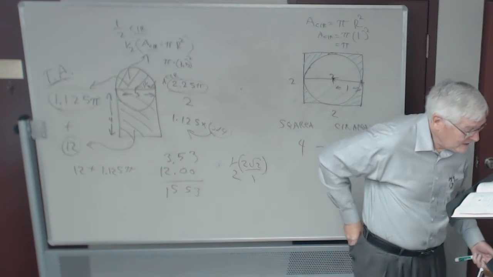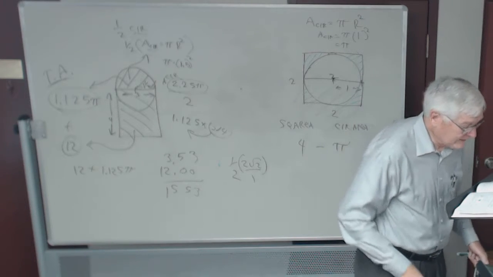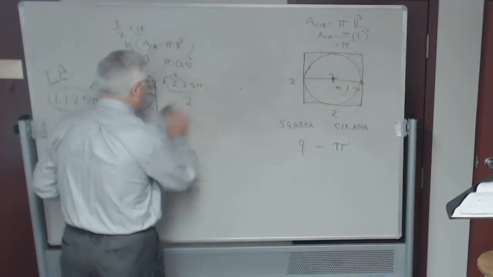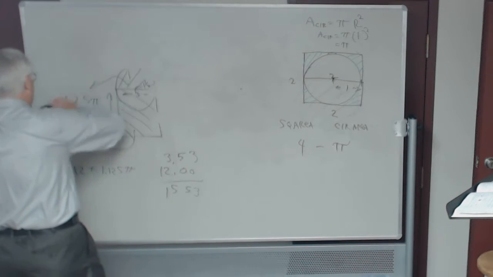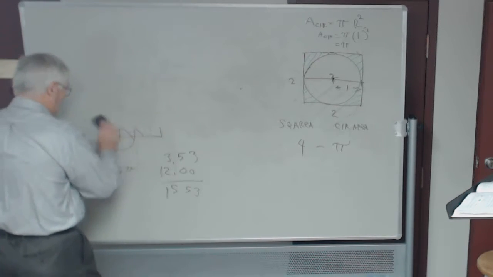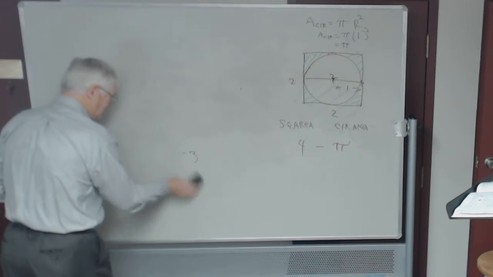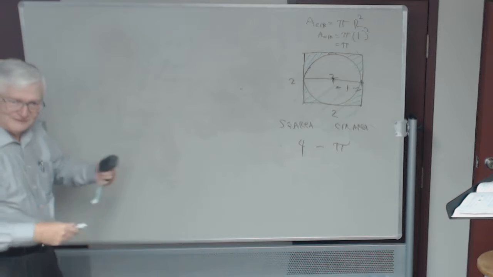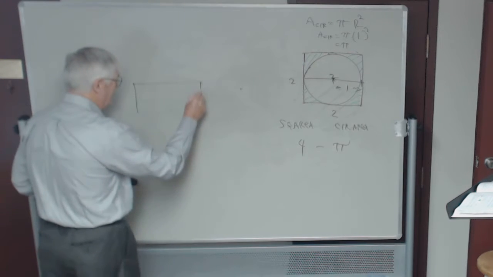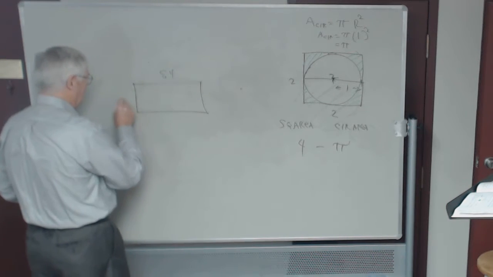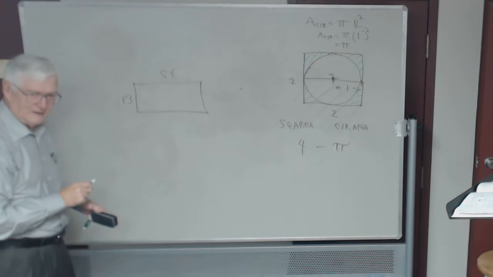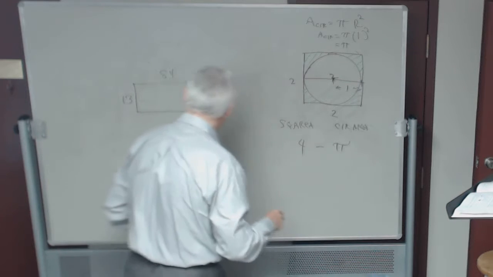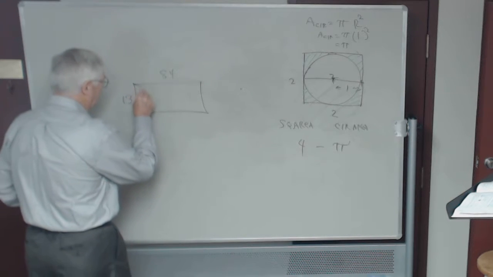Number 16. A rectangle is 84 long and 13 wide. I can draw that. Now do you realize what they told you in English class? A picture is worth 1,000 words. A rectangle is 84 feet long by 13. Is that what they said? Yes. And what do they want me to find? Diagonal. That would be from corner to corner, wouldn't it?